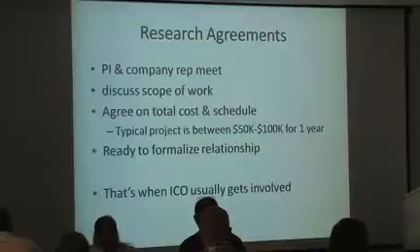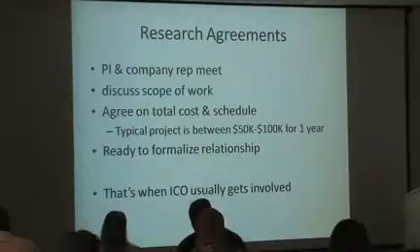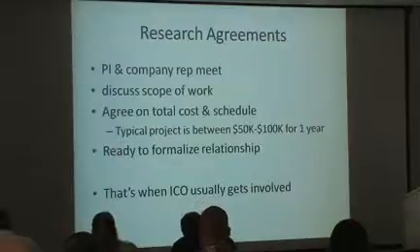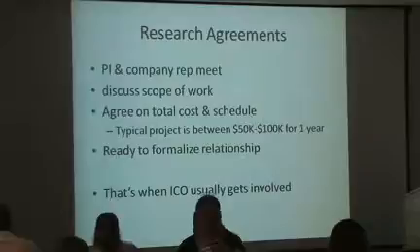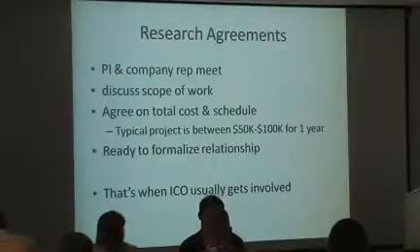And that's usually, I think, the cost of a GRA for a year and a faculty member's oversight time plus some M&S and travel and our indirect rates. So once that meeting has occurred and these items have been agreed to, the next step is to formalize the relationship, and that's usually when ICO, the industry contracting office that I'm from, gets involved.